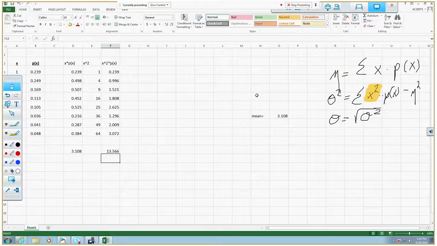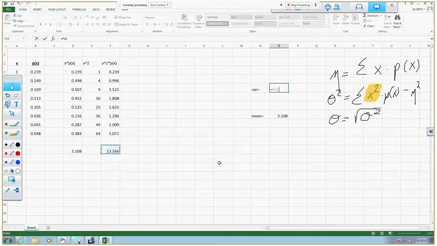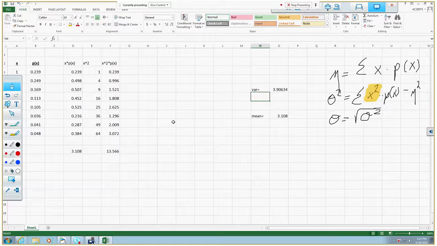So I'm going to sum that up. And now I'm going to take my variance, I'm going to put right here, is equal to this number minus parentheses, this number, what? Squared. There's your variance. And the standard deviation is equal to what? That number raised to the what? 0.5 power.